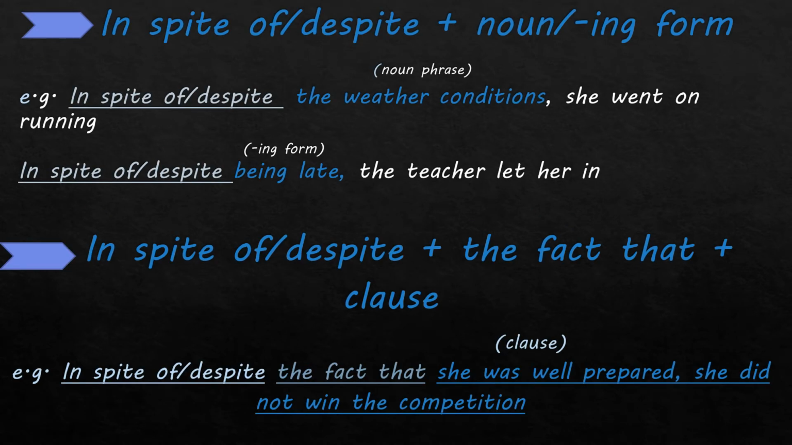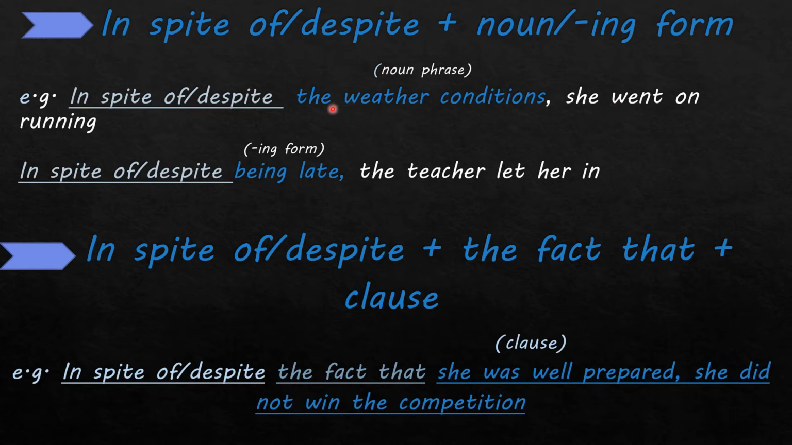Let's go on with other words or expressions. We have in spite of or despite. Both of them are used the same. They are followed by a noun or by an ing form or gerund. Example: in spite of or despite the weather conditions, she went on running.